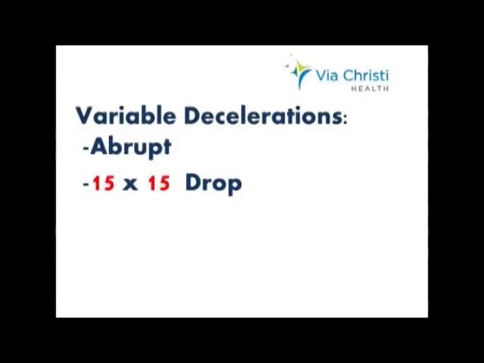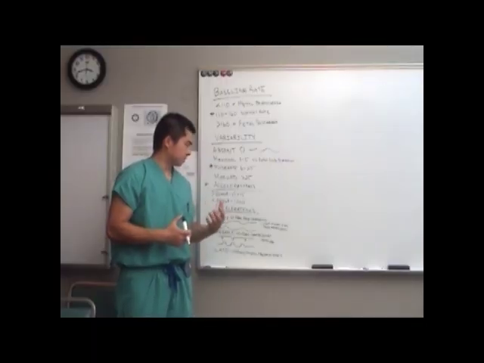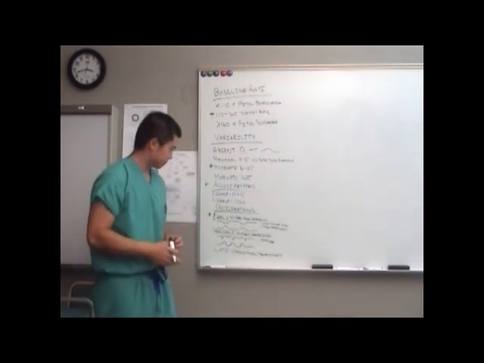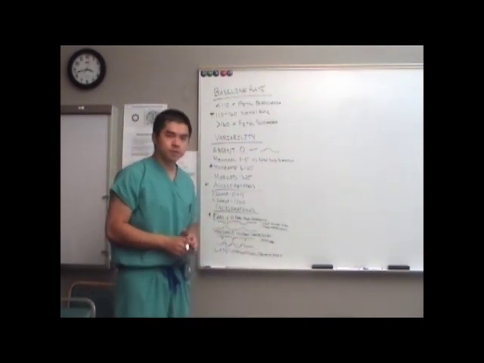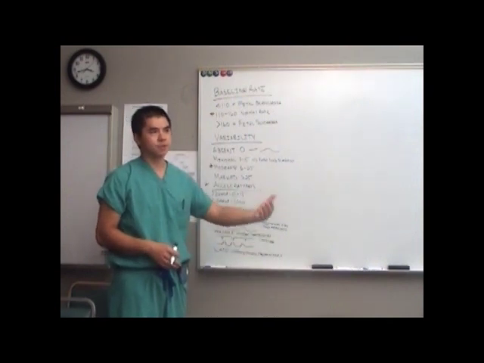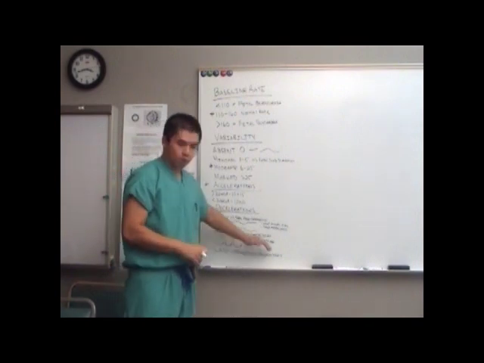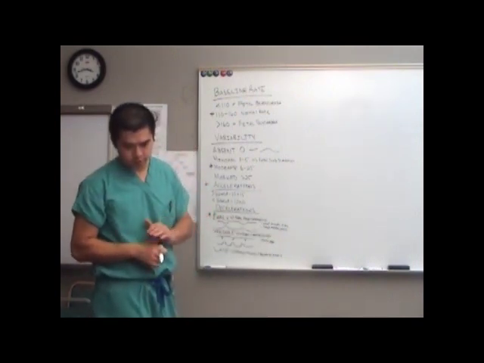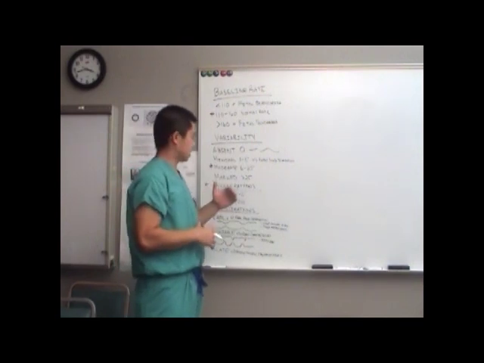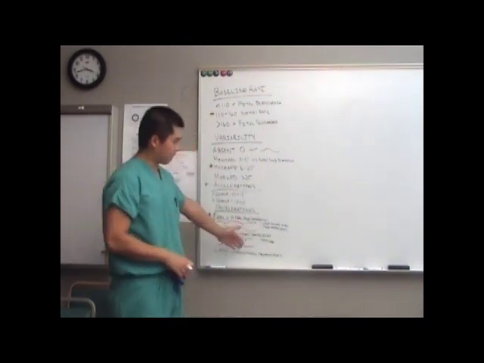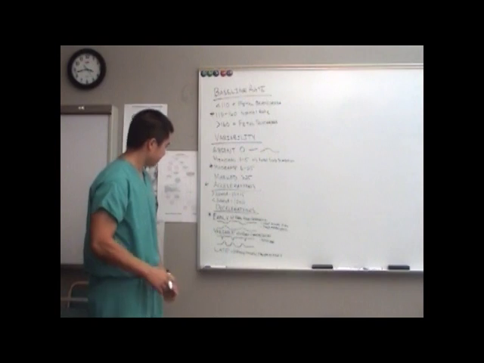So what is part of a variable deceleration's definition? Yep, a variable deceleration is defined as a 15 by 15 drop, which is the definition of abrupt or acute, steep, or non-gradual. So the way I remember this is 15 by 15 is the opposite of an acceleration. So box and a half by box and a half down. That's the only part that's part of the definition. So it's abrupt, which means it's 15 by 15. So if it doesn't meet that criteria, then it's not a variable.